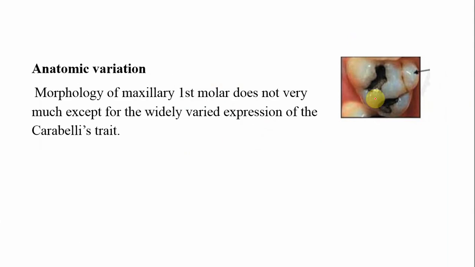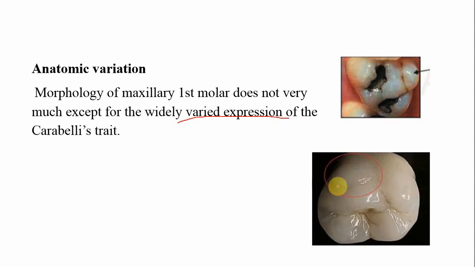Regarding the anatomic variation, the morphology of the maxillary first molar does not vary much, except for the widely varied expression of the Carabelli trait. Sometimes the cusp of Carabelli is very prominent, just like a large cusp. Sometimes it is just a small tubercle, or is presented just by a shallow groove or pit on the lingual surface of the mesiolingual cusp, or sometimes it may be completely absent.